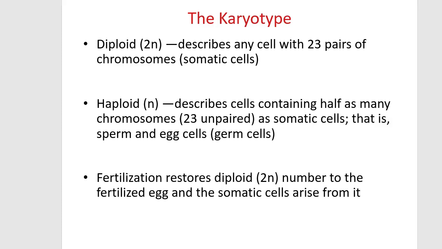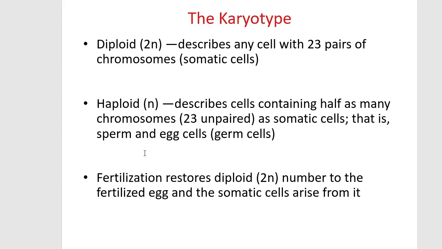So diploid. Diploid is any cell with 23 pairs of chromosomes. Haploid are 23 unpaired. Okay, so 2N, so that would be 23 times 2. Haploid would be 46. Fertilization restores diploid numbers, 2N. Okay, so before haploid just 46, diploid 23. So right now we all have 43 chromosomes.